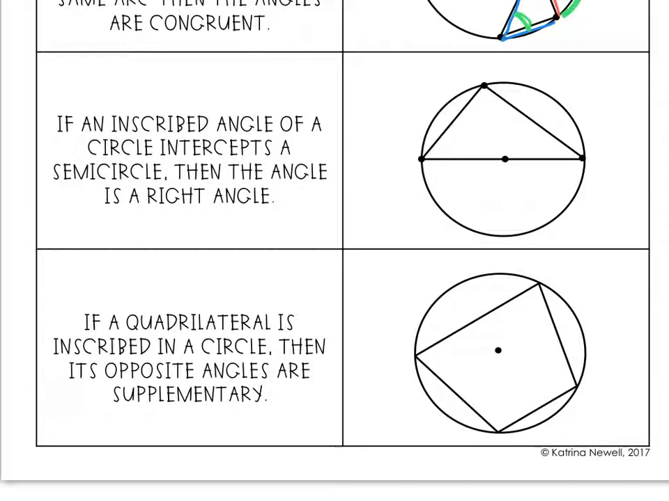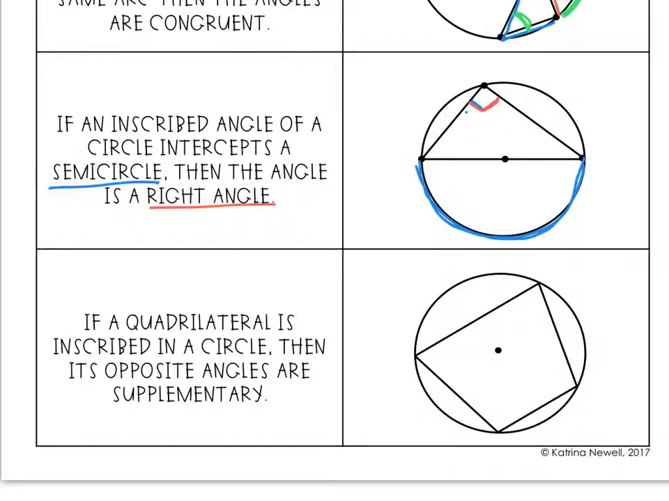Because of the nature of your arc divided by 2 giving you the inscribed angle, if I have a semicircle, which is 180 degrees, and I divide that by 2, that means that my angle is 90 degrees. So if an inscribed angle of a circle intercepts a semicircle, then the angle is a right angle.